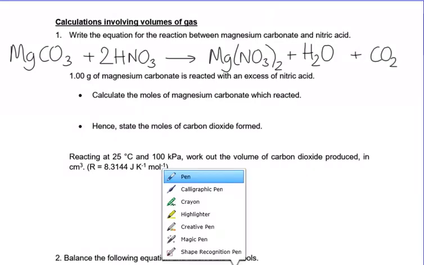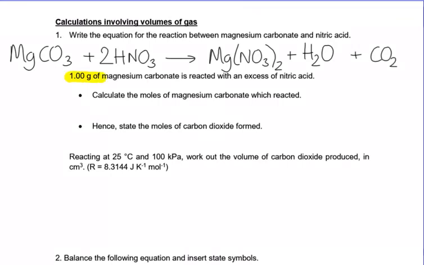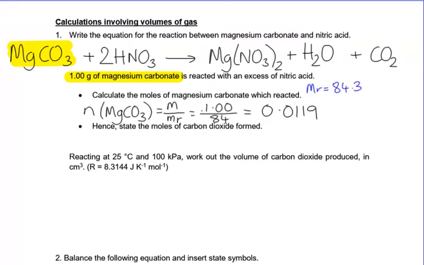We're then being told some information. We've got 1 gram of magnesium carbonate, and it's reacted with an excess of nitric acid, so more nitric acid than we need. And it's asking us to calculate the moles from a mass of a solid. So go back to your knowledge of calculating moles from masses and see if you can calculate the moles of magnesium carbonate. I've added up the MR of magnesium carbonate using my periodic table, and I've worked out the moles using mass divided by MR.